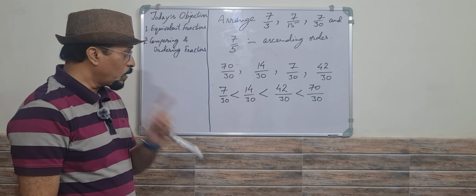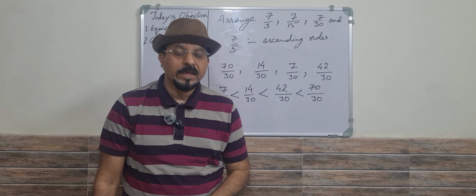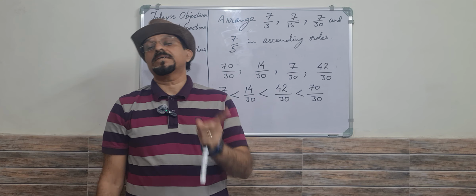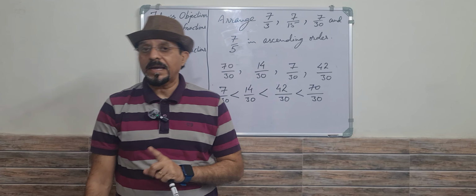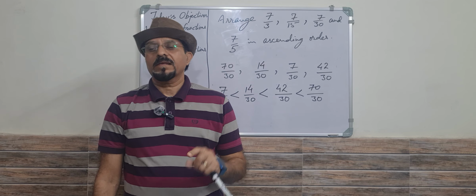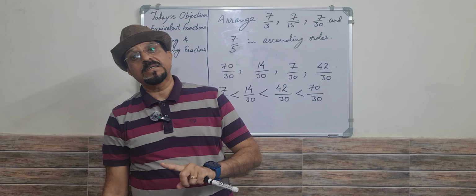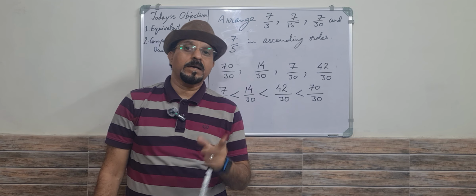If the denominators are not equal, we can make the denominators equal by finding the LCM and then achieving the denominator equal to LCM by multiplying or by dividing the fraction. And when we divide or multiply, we have to divide or multiply both the numerator and denominator with the same number.